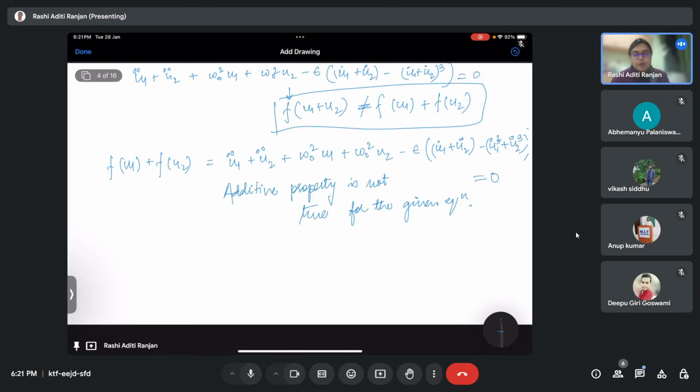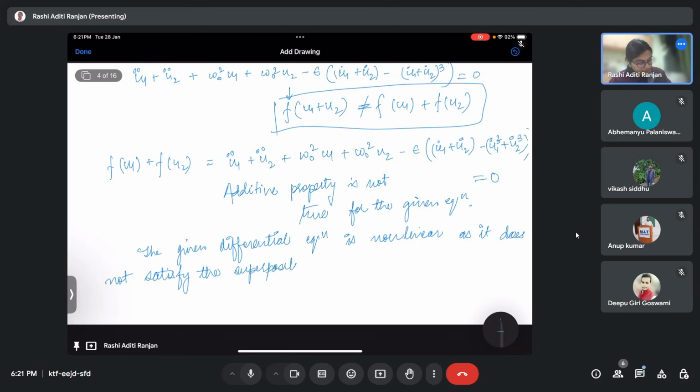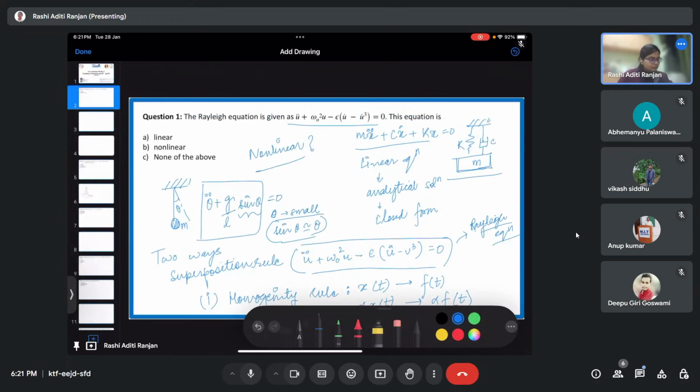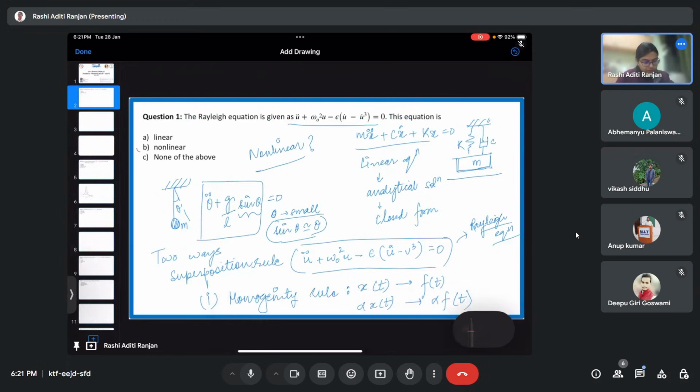So then what do we conclude? We conclude that the given differential equation is nonlinear as it does not satisfy the superposition rule. Okay. So here B is the correct answer.